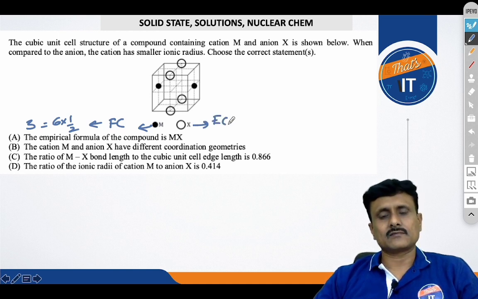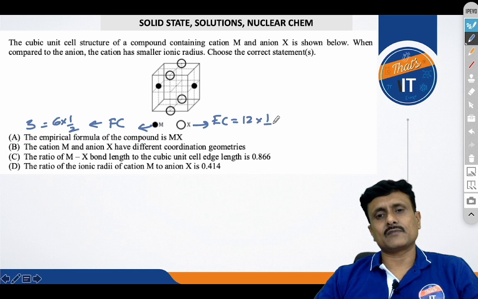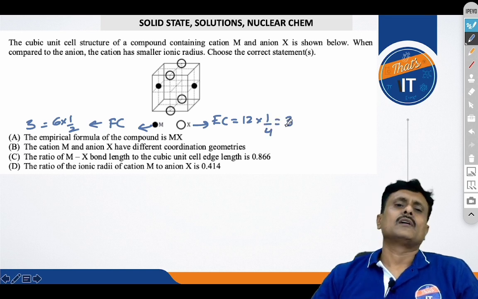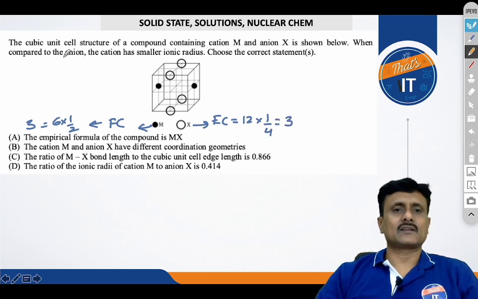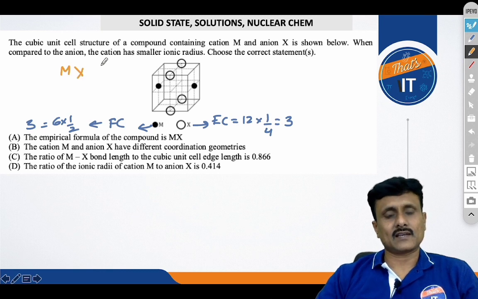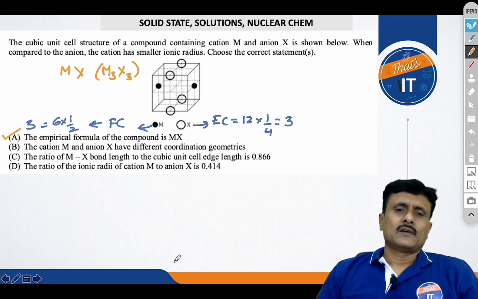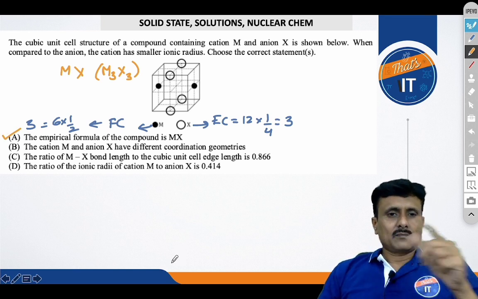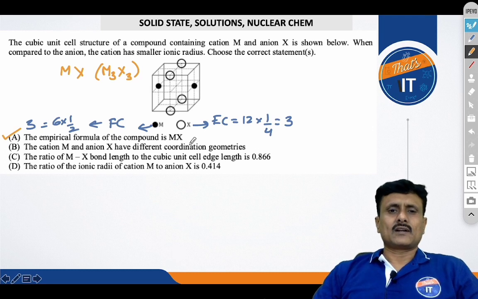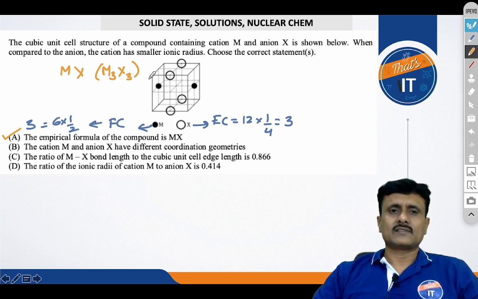Edge centers, which is equal to 12 into 1 by 4, which is equal to 3. Therefore, you can see that the empirical formula of this will be MX, as the unit formula is M3X3. So, this option looks to be okay. And one more thing, that the cation M and anion X have different coordination numbers. Let's see whether that's true or false.